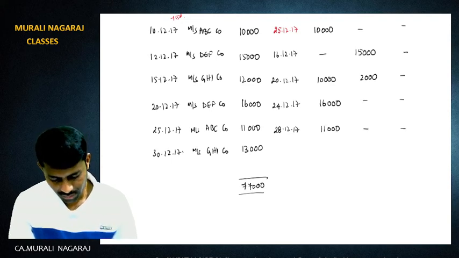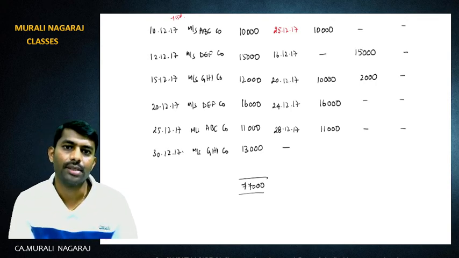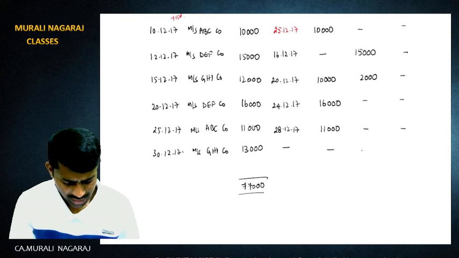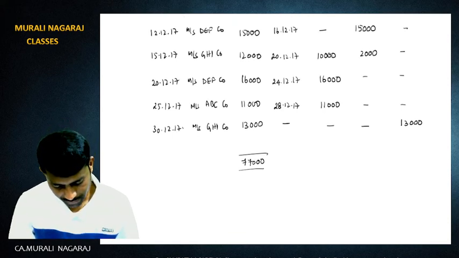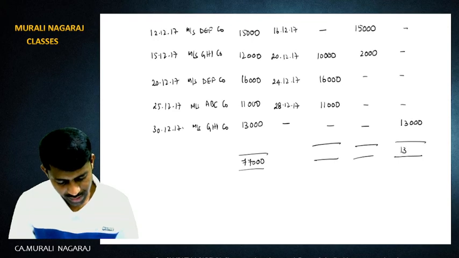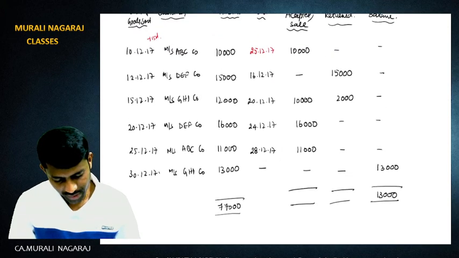Next, so 13th. So this is on 30th. So here, still it is not accepted, date of transaction. So it is neither sale, neither rejected. It is 13,000 in stock balance. So now look out, what is the total sales? So last is 13,000 which is stock with customer balance.